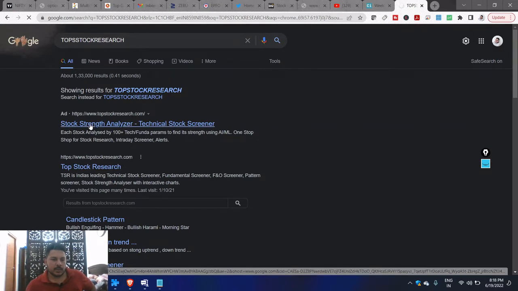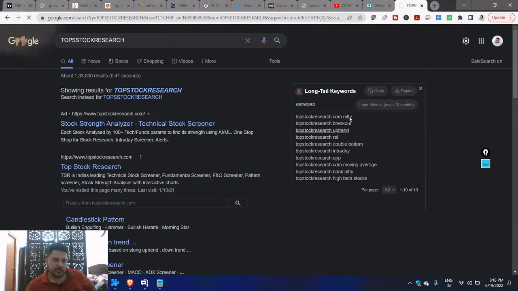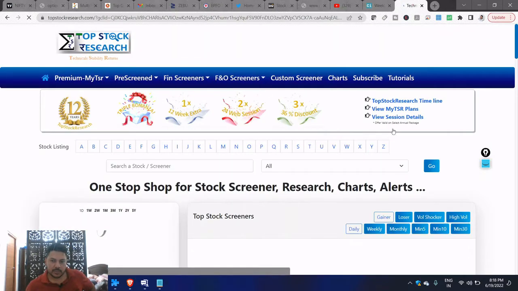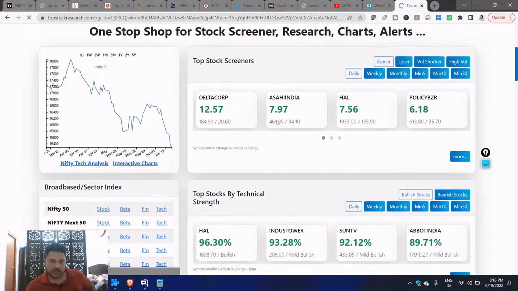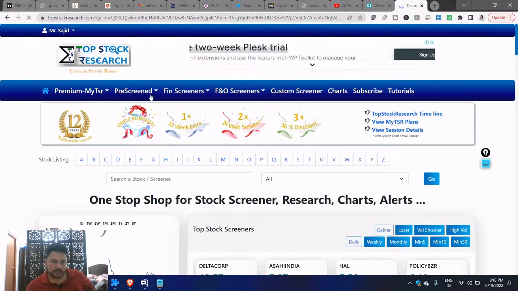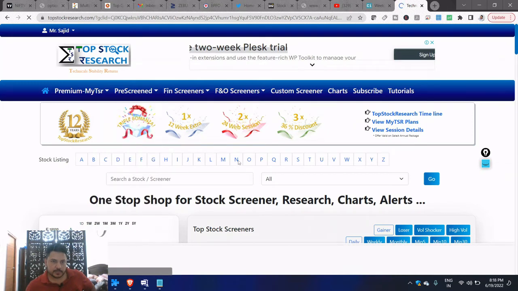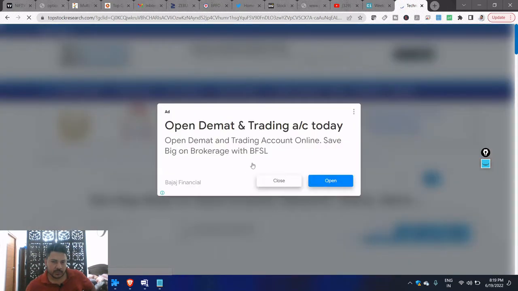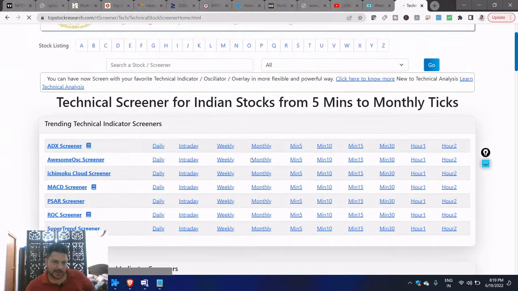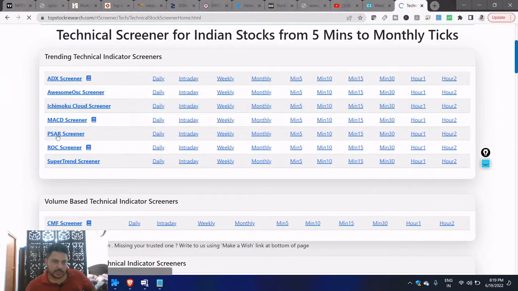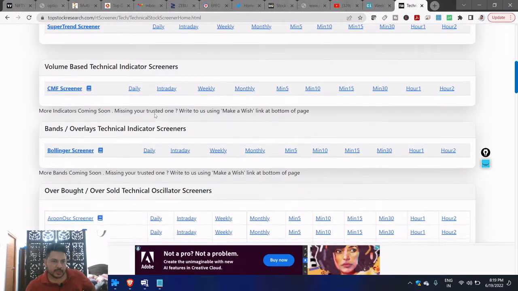Okay, and there are a huge number of indicators and screeners here, which you can use either for intraday as well as for your monthly or weekly investing plans. Whatever your trading style, you can use this. So what we can do is go to a technical screener. These are all free sites which I'm showing, so expect some ads to pop up. So we have ADX screener, Ichimoku Cloud, MACD, PSAR, ROC, Super Trend, everything is there.